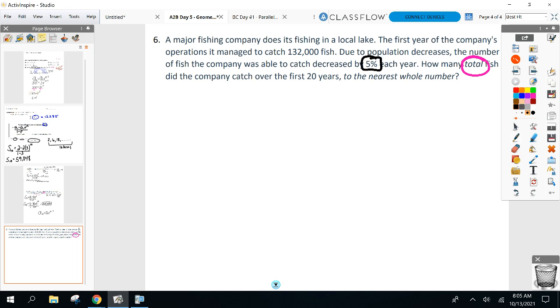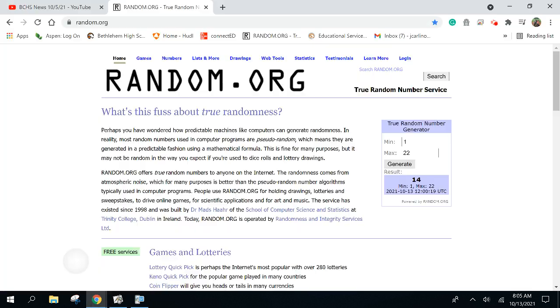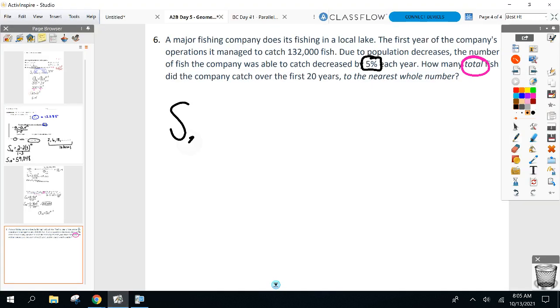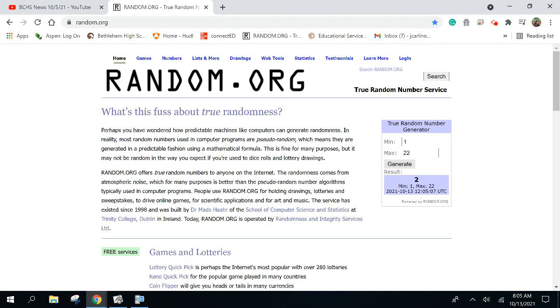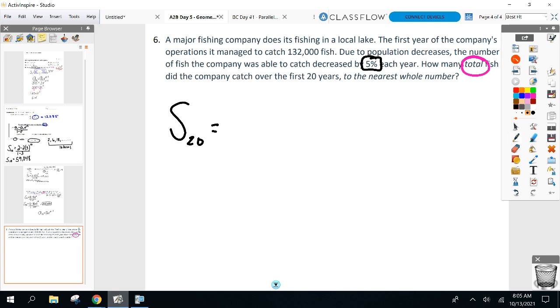Here we go. What's my n value in this problem? Boom, 20. Great job, Mr. Carlino. It's going to be 20, first 20 years. First term. Let's see. First term, the company's first year, 132,000 fish. All right, what about your R value now?